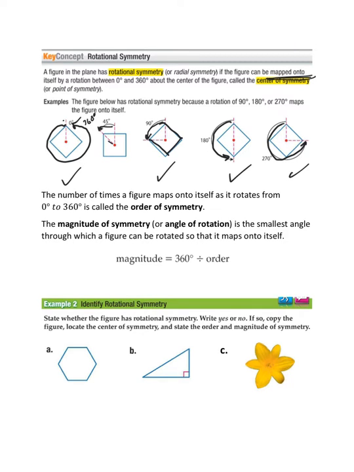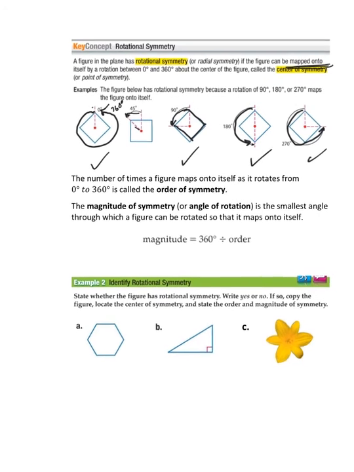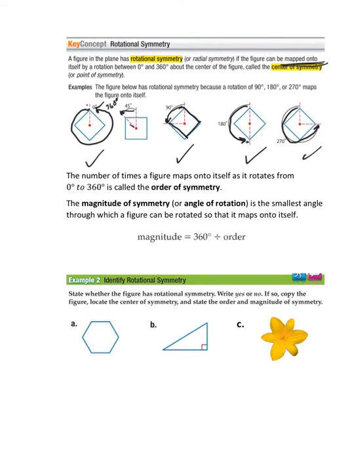The reason I was highlighting all these cases is that the number of times it maps onto itself is important. That's called the order. So how many times would this picture map onto itself? Well, 4 times we count. So the order here is 4. To find the magnitude of something, you take 360, it's always going to be 360, and you divide it by the order. So the magnitude of this shape is 360 divided by 4. So the magnitude is 90 degrees.